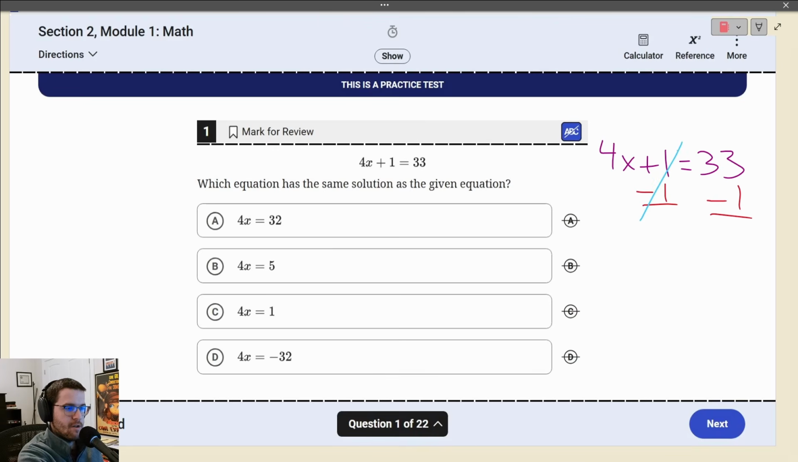1 minus 1 is 0. And this will leave us with 4x equals 33 minus 1, which is 32. And we don't even need to keep going. We can see that that is choice A. We can also do this one entirely on Desmos, so let's go do that.